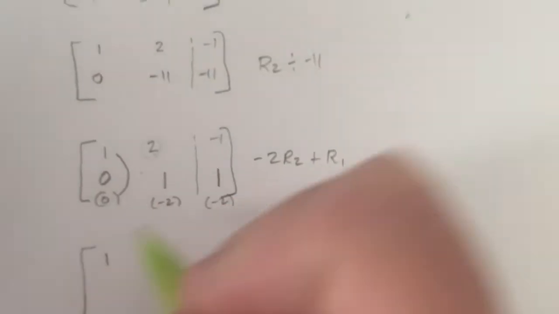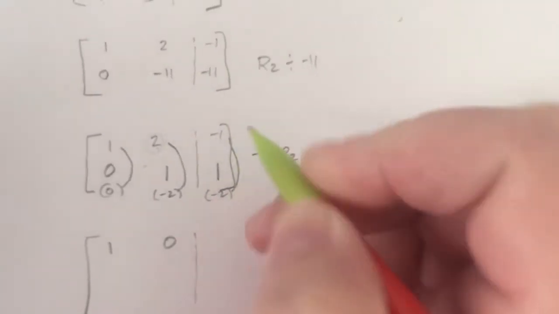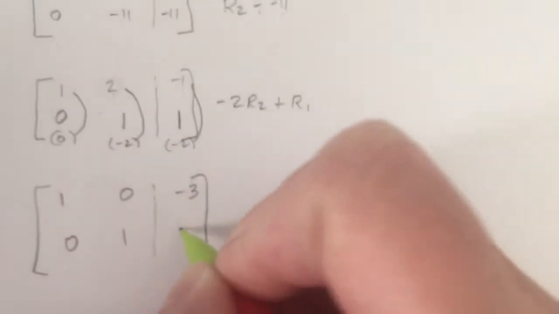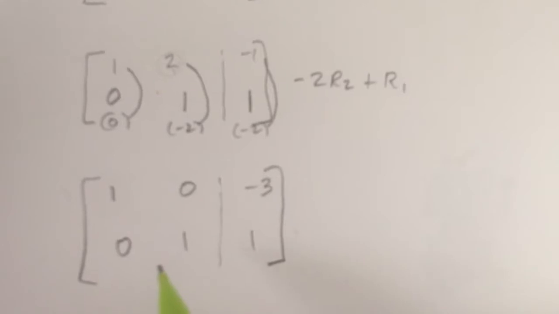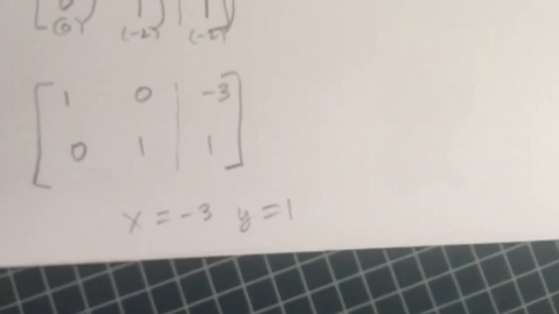So 0 plus 1 is 1, negative 2 plus 2 is 0, negative 2 and negative 1 is negative 3, and the numbers in parentheses don't become a permanent part of the problem. So I still have 0, 1, 1. That means we are done. X equals negative 3, y equals 1.